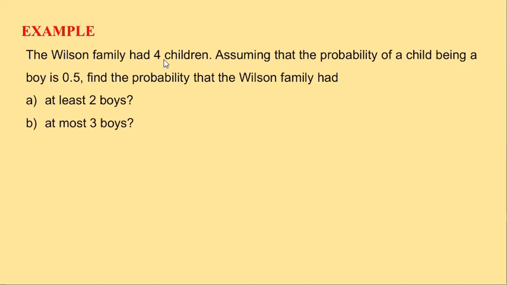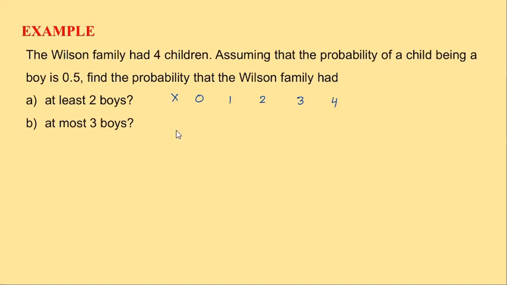So here we are looking at 4 children, so your random variable is the number of boys. If you want to list that, the random variable x equals 0, that means there are no boys in the family, or they may have 1 boy, or 2 boys, or 3 boys, or all 4 boys in the family. So the random variable x equals 0, 1, 2, 3, and 4.